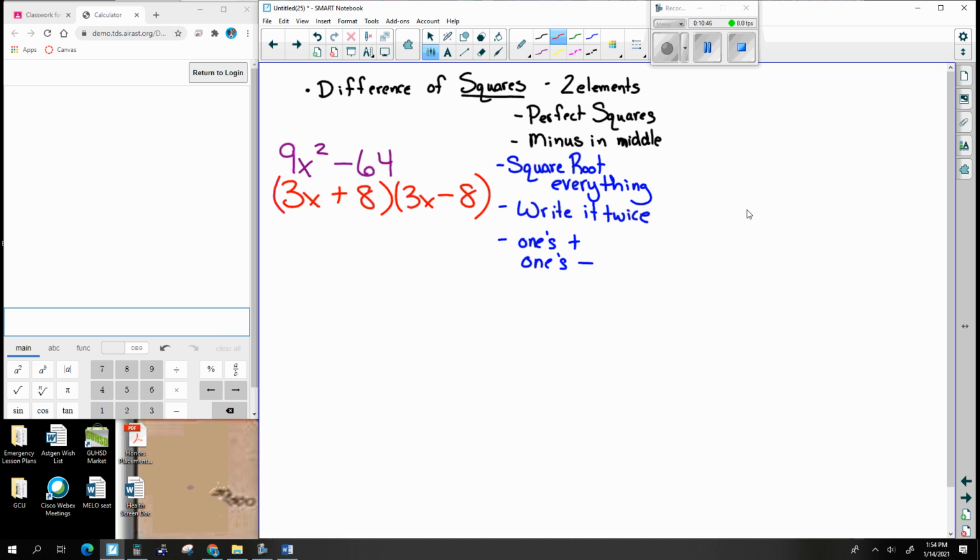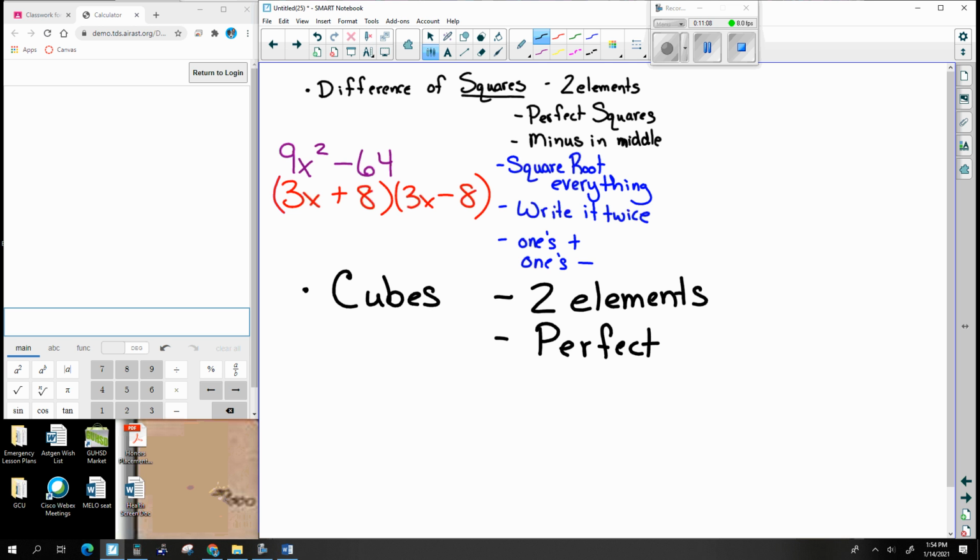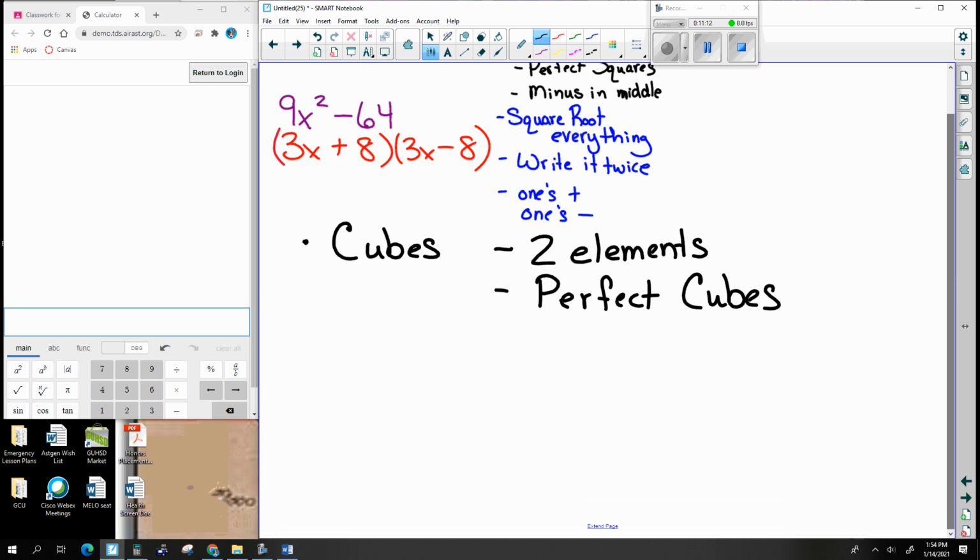Okay, the other part of today's lesson is this. It's going to be cubes. Again, it could be a difference of cubes or a sum of cubes. It doesn't really matter. So cubes in general. What you'll have to notice, it's going to be two elements, and they are going to be perfect cubes. So not to the second power, but to the third power. It doesn't matter if there's a minus or a plus. Like the squares, it has to be a minus. Cubes, it could be anything.